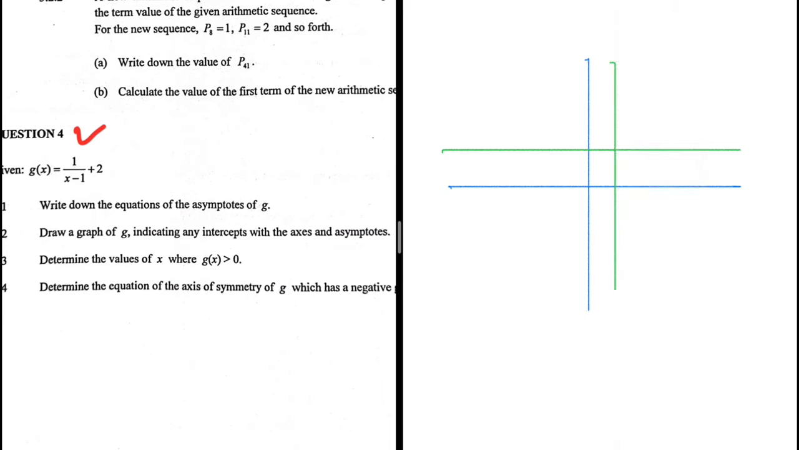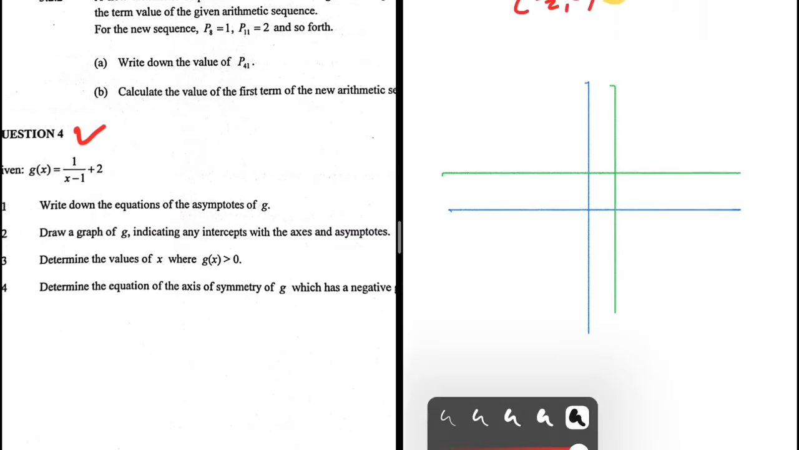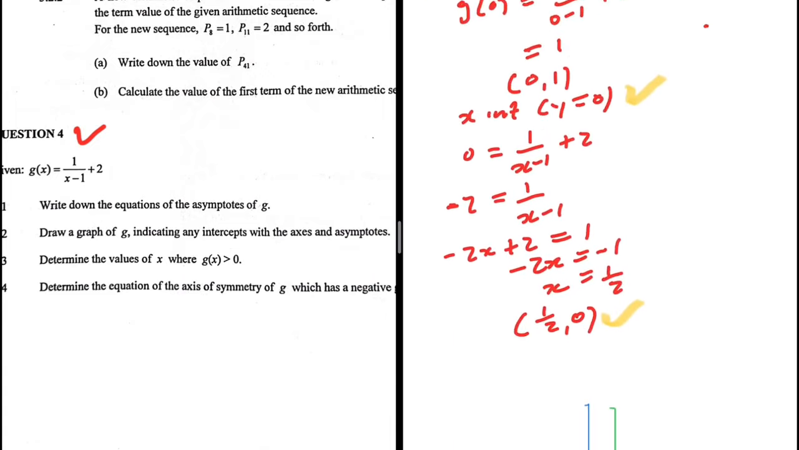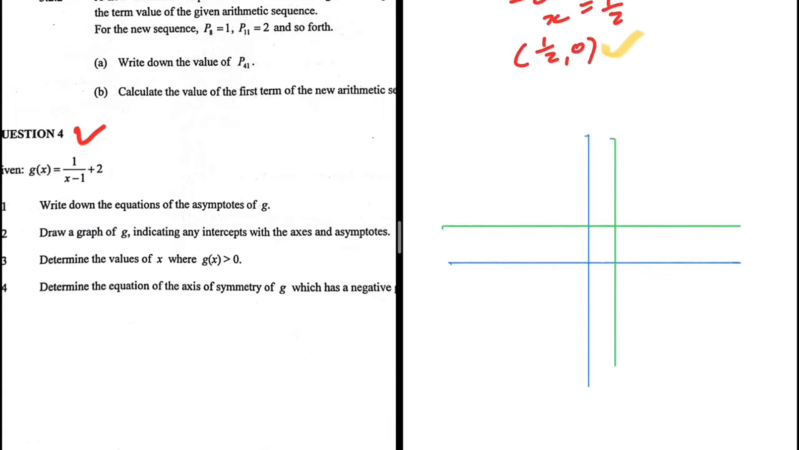Now we need to sketch our graph. Well, we just need to locate our intercepts, and we're gonna see how our graph should look. So the intercepts, we have 0 and 1 for the y-intercept. So y is equals to 1 is somewhere here, right? Because our asymptote is at y is equals to 2. And then we have x is equals to a half. So a half should be somewhere here.